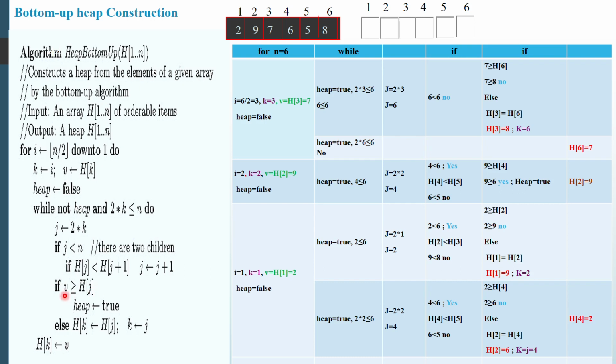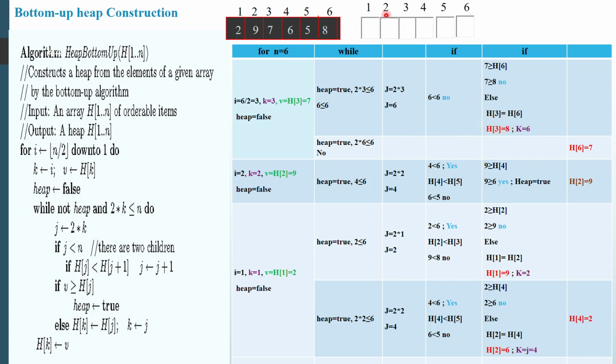What does this if statement test? v is greater than or equal to h of j. The j value is 6, and the v value is 7. Is 7 greater than or equal to h of 6? In the 6th position, the element is 8. Is 7 greater than or equal to 8? No, it is not. If it is false, it goes to the else part. In the else part, you have h of k, where k is 3: h of 3 equals h of j, where j is 6. So h of 3 equals h of 6, which is 8 here. So now the value is changed.